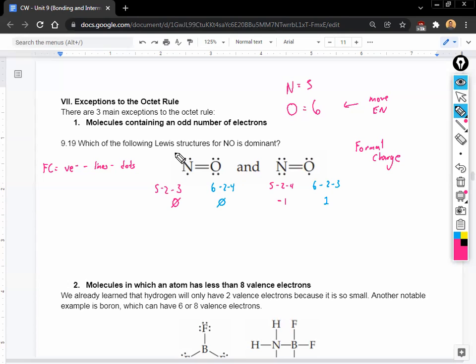Yeah, so this is the better structure, and you could have done it with the formal charge, or you could have done it just by looking at the electronegativity.